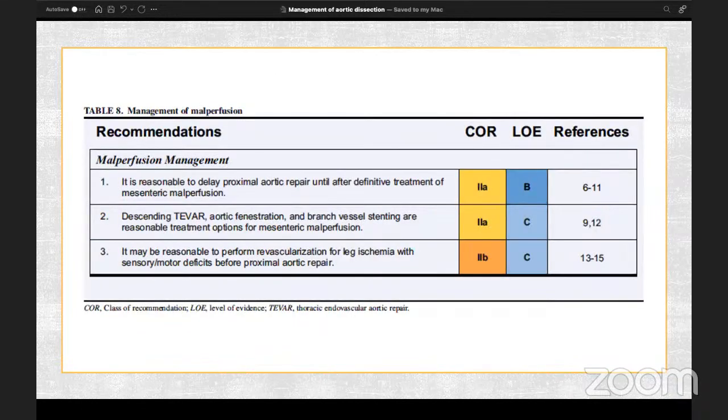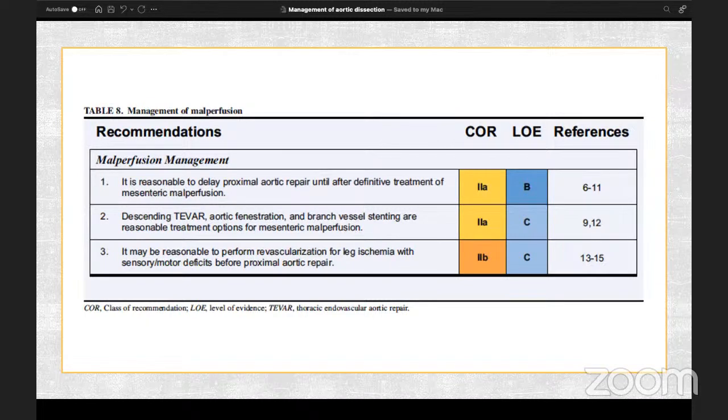Mesenteric ischemia in acute dissection is a different story. It carries a very, very high mortality, up to 60%. So it is not unreasonable to address it first percutaneously with stenting of the SMA. This is now coming from large center series, like the University of Michigan, Ann Arbor, for example, and their protocol now is to address malperfusion before addressing type A dissection.